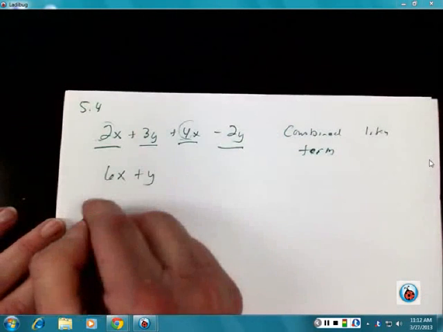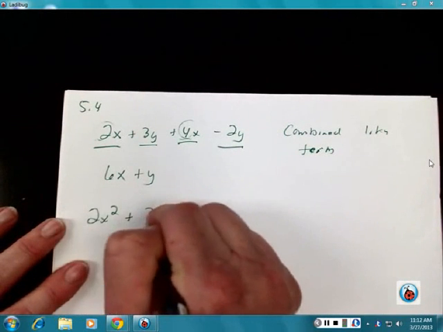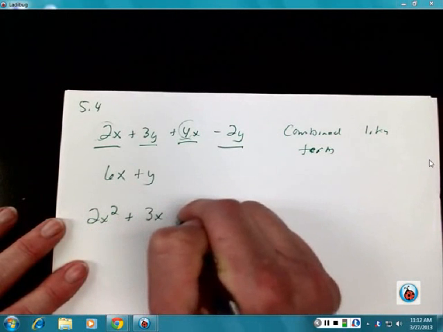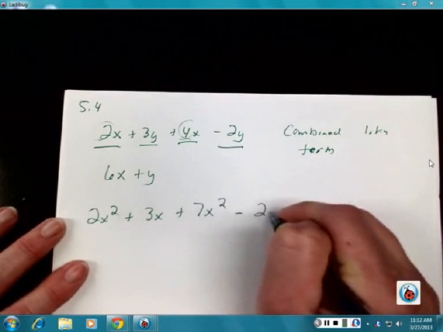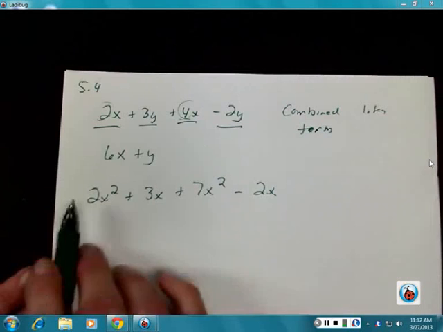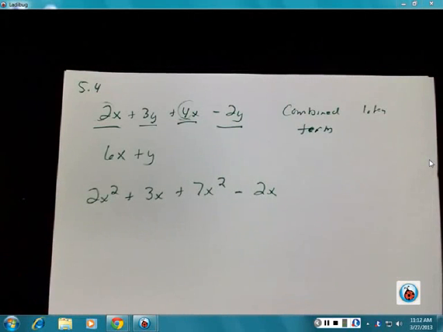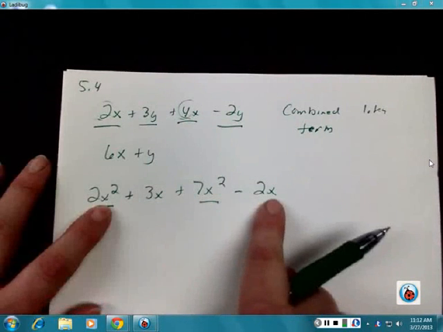So in this section, in 5.4, they might give you 2x squared plus 3y, or 3x plus 7x squared minus 2x. Now they all have x's, but do they match each other? Can I put all that together? What do you guys think? Nope. This x squared and this x squared make these different than these single x's.